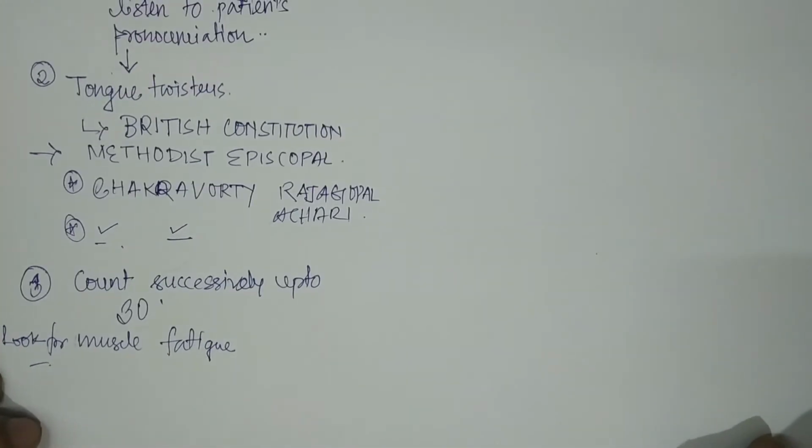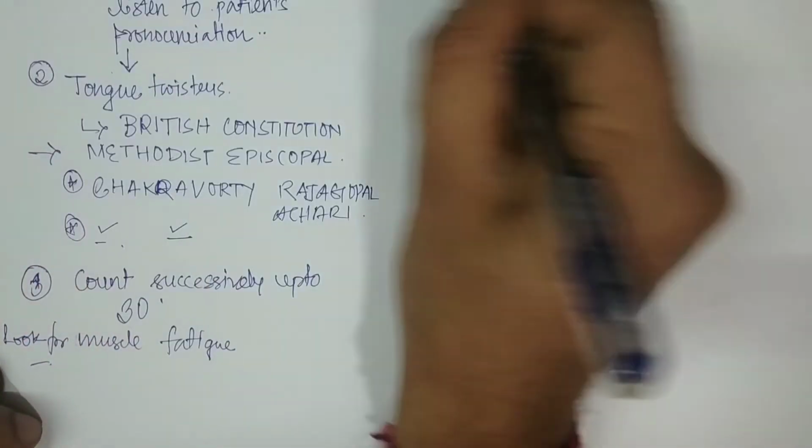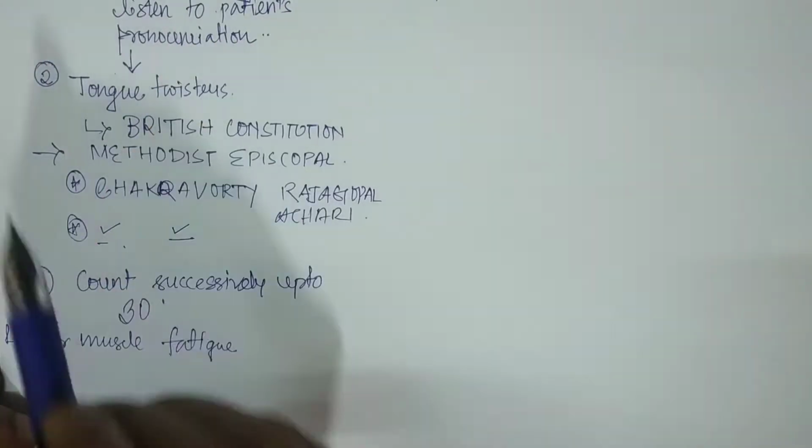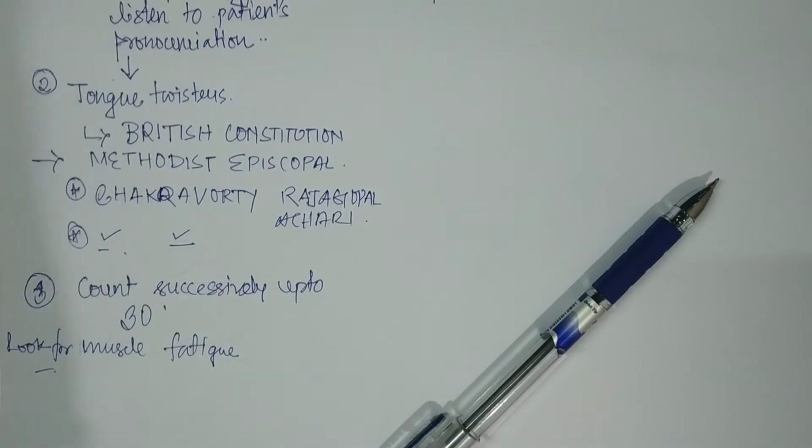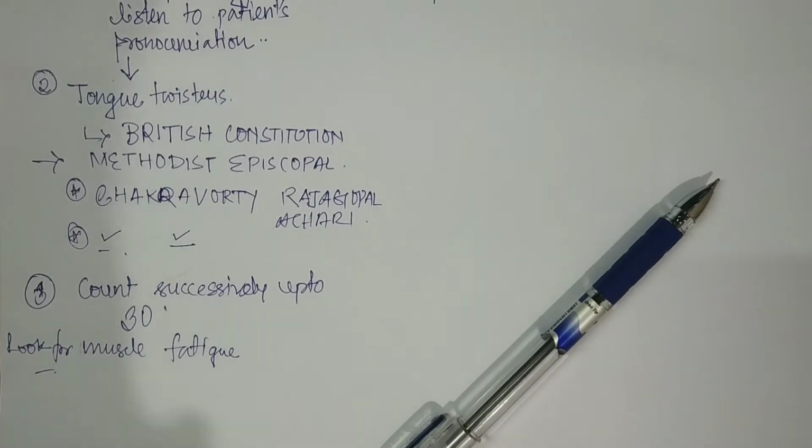So this is how we examine dysarthria. First, during history taking, we listen to the patient's pronunciation. If there is any problem, we ask them tongue twisters. There are traditional tongue twisters like British Constitution, Methodist Episcopal. In Indian settings, we can use Chakravarti Rajagopalachari, Muzaffarpur, Tiruvananthapuram. Then we can ask them to count successively up to 30, and we can look for muscle fatigue.